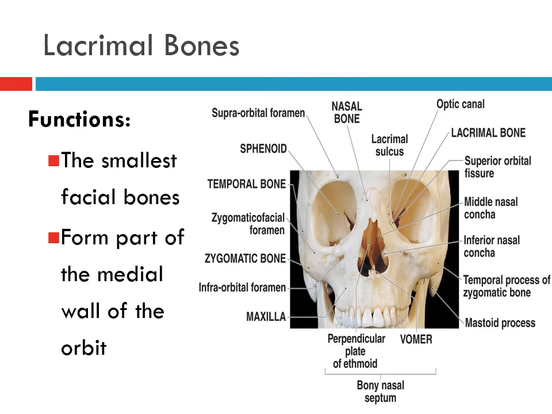The lacrimal bones are the smallest facial bones. They form part of the medial wall of the orbit, so they are just inside the nasal bones. In there are the lacrimal bones, teeny tiny little bones.